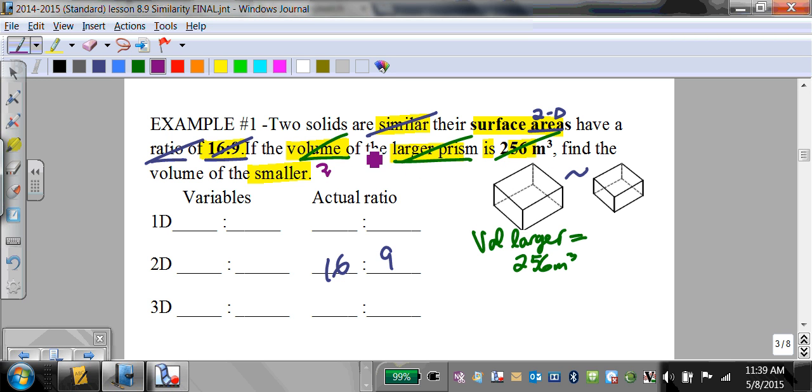Volume of the smaller is my question mark. So I come over here and I write volume equals box with a question mark. Now I know my target. That's what I mean by getting the facts out and organized. Organize it on your diagram.